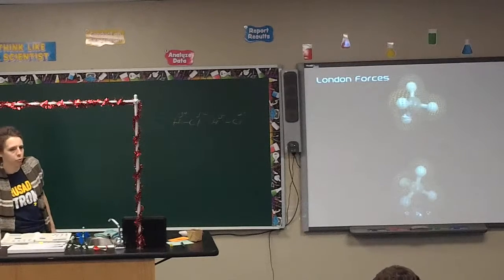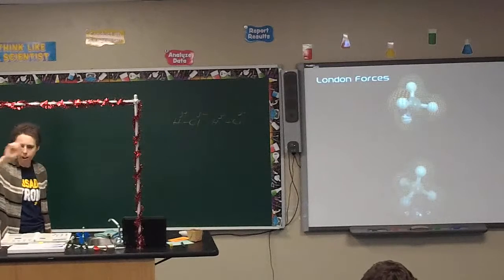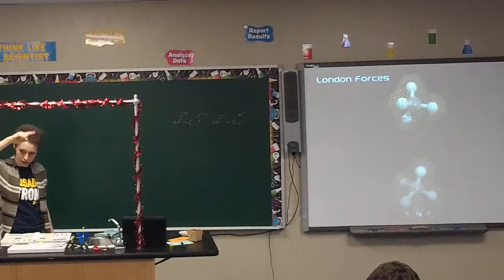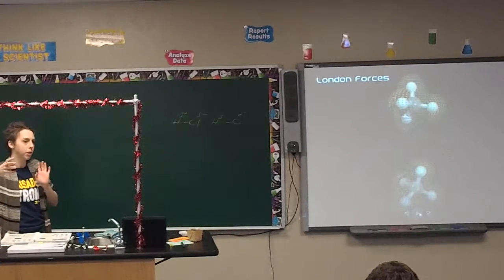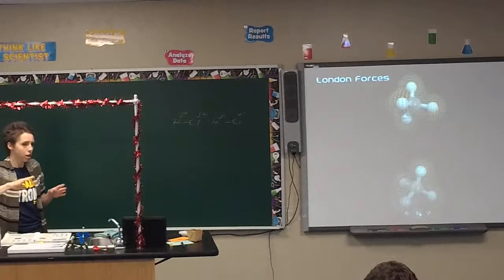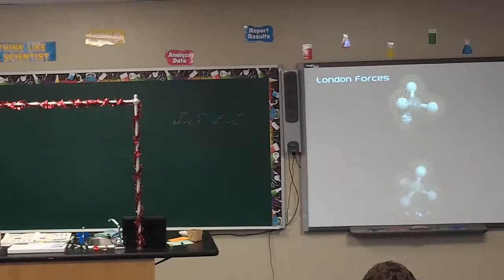If I have more electrons on one side than on the other, what's going to be the charge of the side that has more electrons on it? Negative. What's going to be the charge of the side that has less electrons? Positive. Now keep in mind, all the electrons are shifting and moving around. It's only there for like a brief moment of a second. So because of that, you're going to have a temporary dipole of the atoms.